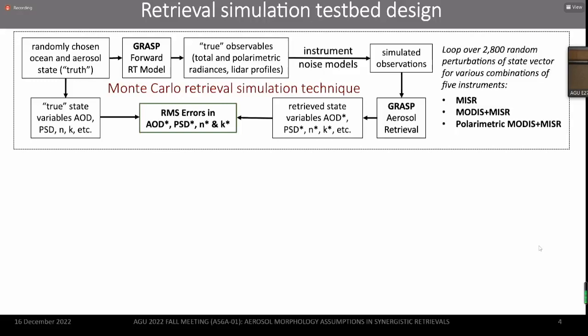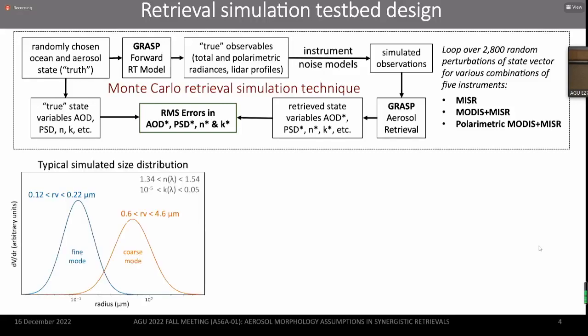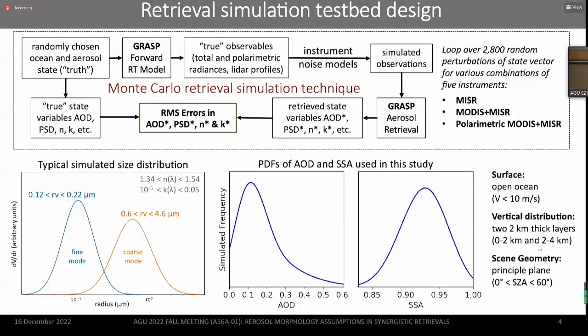We do this for 3 instruments to start out. MISR, which we heard about earlier, basically a MISR with an extended spectral range to match MODIS, and then a polarimetric MISR plus MODIS, actually plus a UV channel too. And we do it over a bimodal size distribution for a range of realistic AODs, and SSA is fairly low. SSA is a little absorbing.